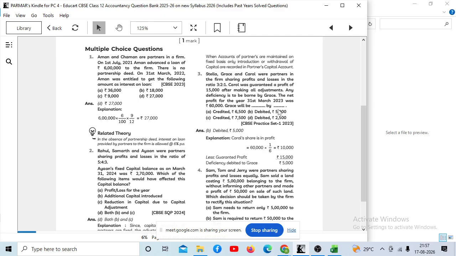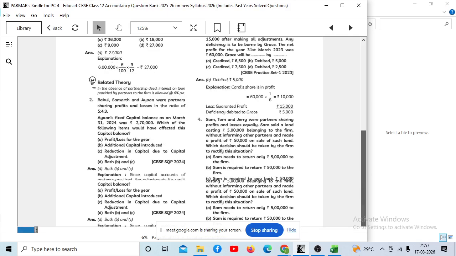So where do you find the option of 5,000 over here? What is the correct answer? B, right? So Grace will be debited by rupees 5,000. Any doubt? No, sir. Okay. We will solve one more.